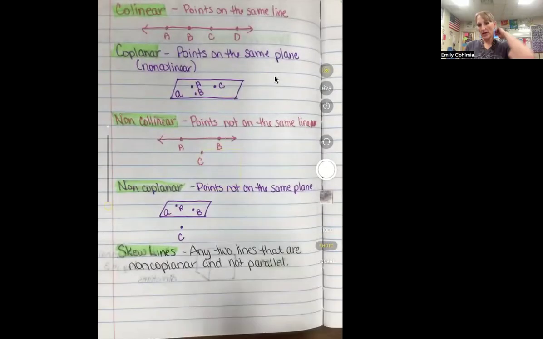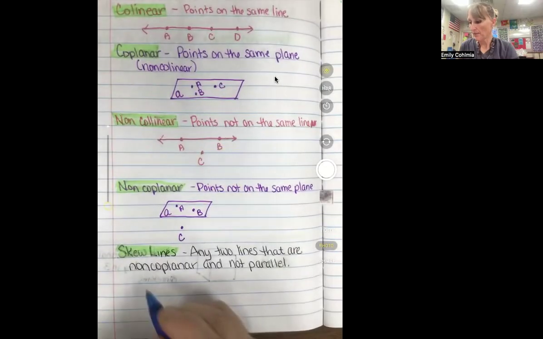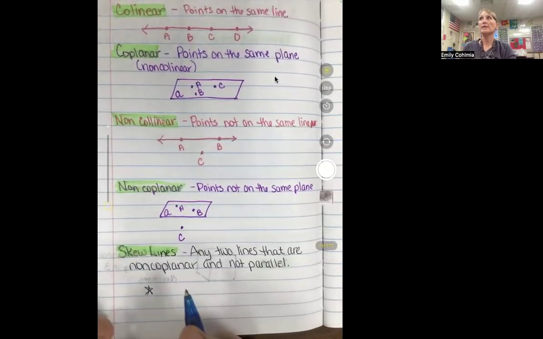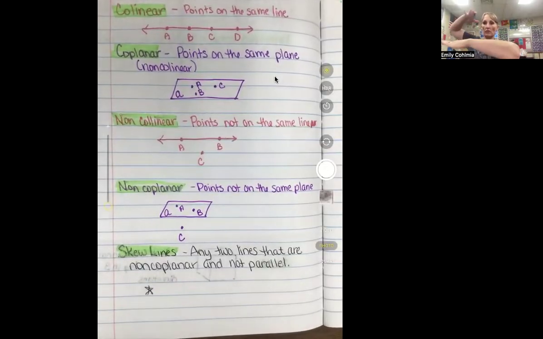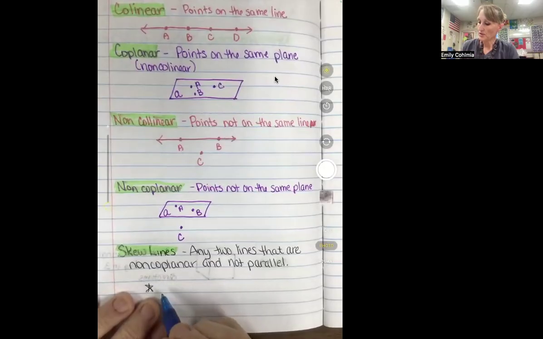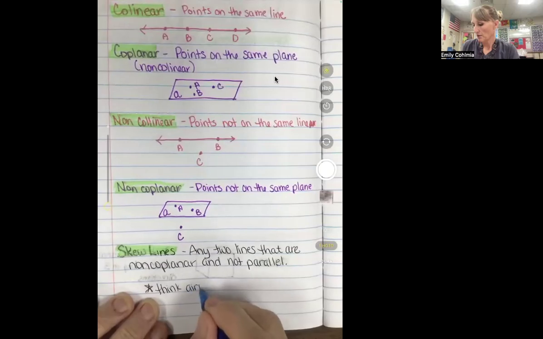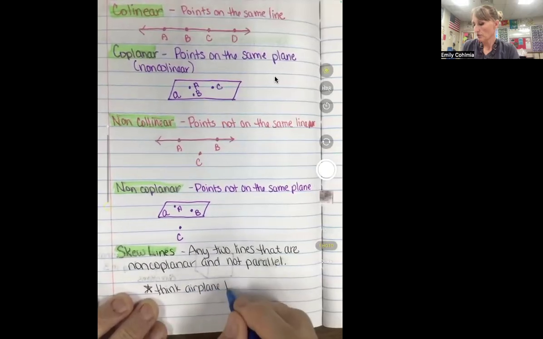So, when I think of skew lines, I think of when you have two airplanes, one going this way and another going this way. They are not on the same plane because they're not going to hit each other. But they're also not parallel, because if they were parallel, they'd have to be like this. So these are two lines that are non-coplanar and non-parallel. I'm going to put on here, think airplane travel.